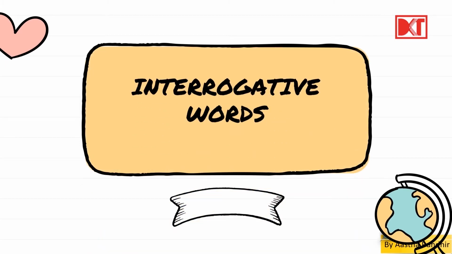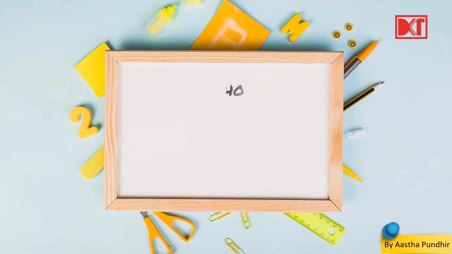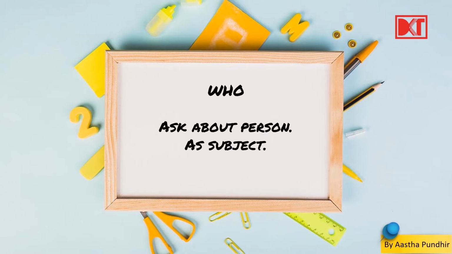Now the first topic is about questions. For that we'll have to figure out various interrogative words, so we'll be reading about different interrogative words one by one. Like we have an interrogative word who. When is who used? When we have to ask about a person, and the person we are asking about acts as the subject. So it is very important to understand that we are asking about a person, but as a subject.